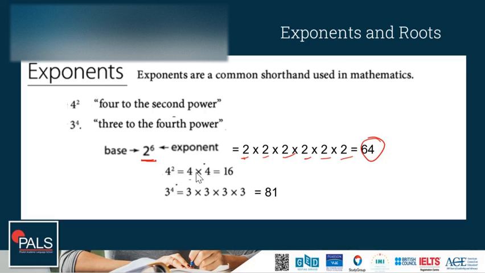Another is 4 to the second power. The exponent is 2, so we need to multiply 4 two times. So 4 times 4 is 16. 3 to the fourth power. The exponent is 4, so we need to multiply 3 four times. So 3 times 3 is 9, times 3 is 27, times 3 is 81.